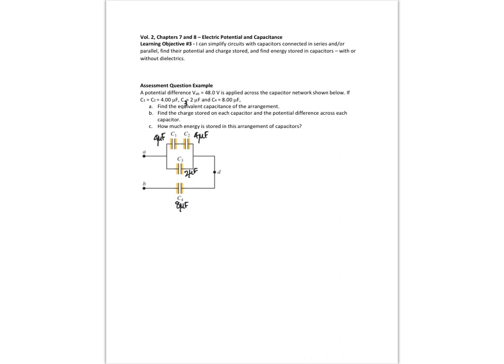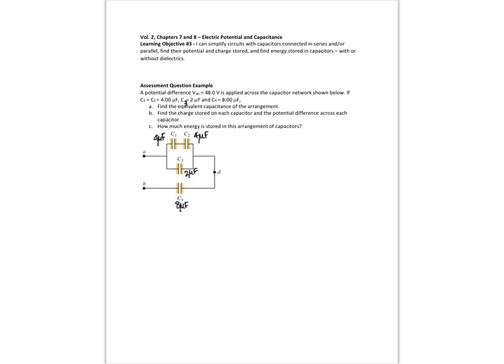Probably you wouldn't have as many things to do on your typical assessment, but I just thought this was a nice way to cover a lot of the material. So we want to recognize how our capacitors are connected. Capacitor 1 and 2 are in series with each other. Those two that are in series are in parallel with C3. And then that entire arrangement of capacitors 1, 2, and 3 is in series with capacitor 4.